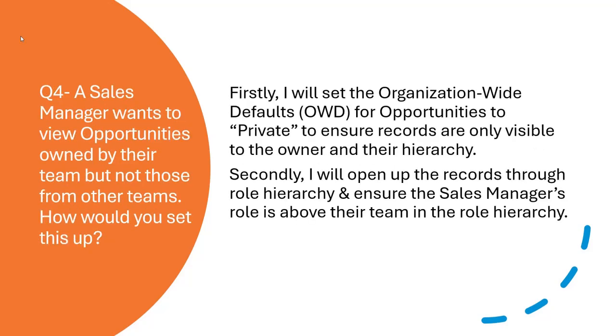Question 4. A sales manager wants to view opportunities owned by their team but not those from other teams. How would you set this up? Firstly, I will set the org-wide defaults for opportunity to private to ensure records are only visible to the owner and their hierarchy. Secondly, I will open the records through role hierarchy and ensure the sales manager role is above their team in the role hierarchy.